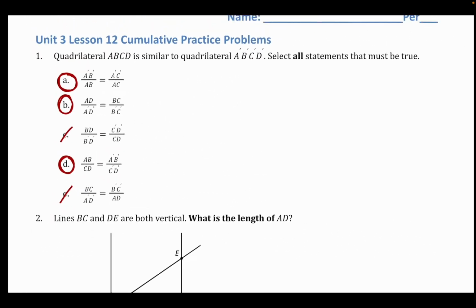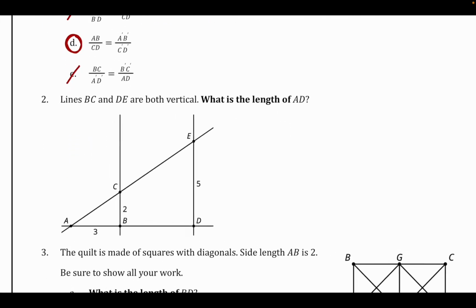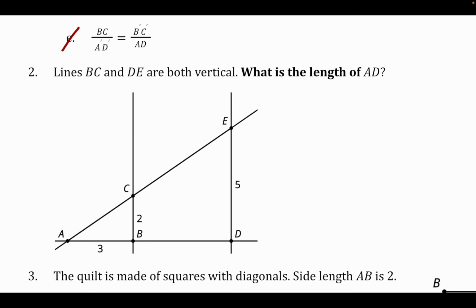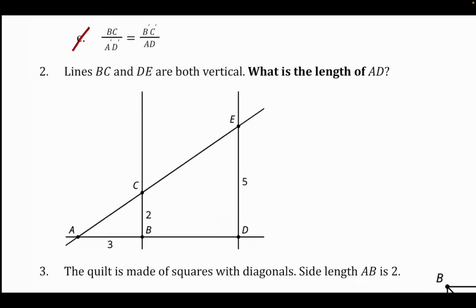So A, B, and D show actual accurate proportions. Okay, that brings us to question 2. We have lines BC and DE, and they are both vertical. And then we want to know, what is the length of AD?